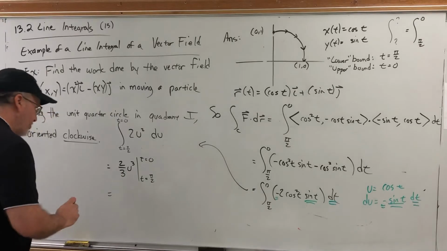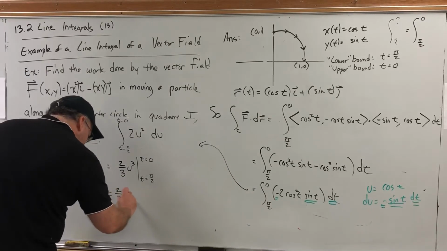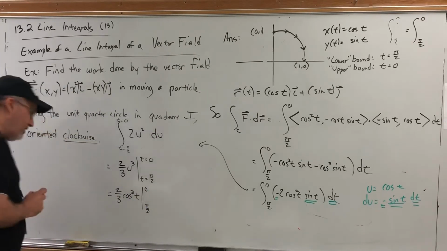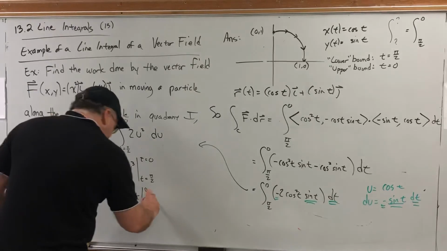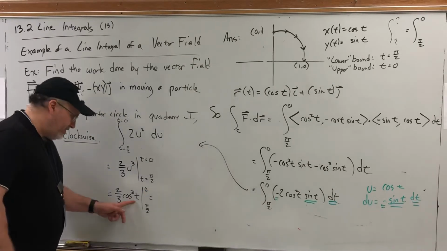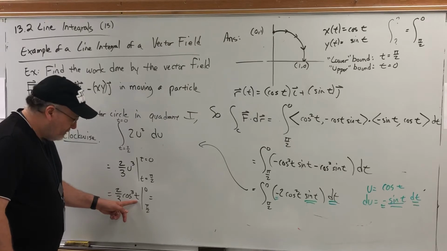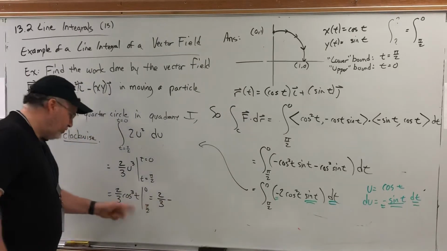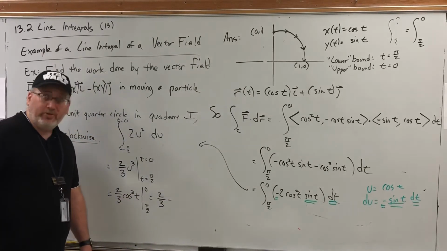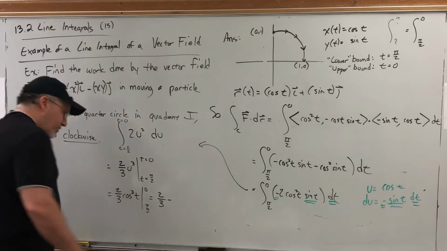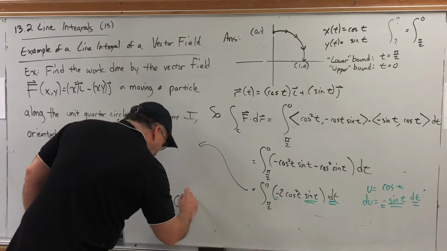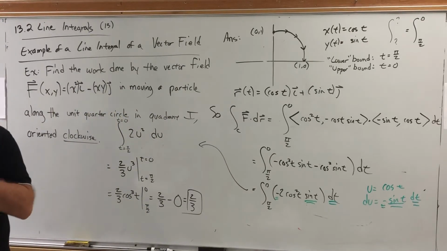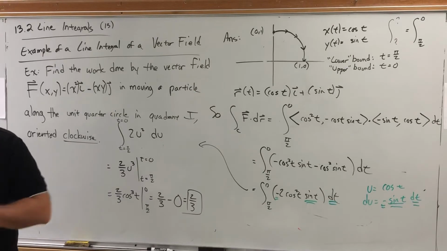Now it's time to undo the substitution. u is holding the place of cosine. So we have 2/3 cosine to the third power of t from pi over 2 to 0. We don't need the t equals now, it's the correct variable. If we substitute 0, the cosine of 0 is 1. 1 cubed is 1, times 2/3 is 2/3. Minus, if we substitute pi over 2, cosine of pi over 2 is 0. So 2/3 times 0 cubed is 0. And the total work involved to move this particle along that quarter circle is 2/3. So at the end, it's actually pretty straightforward.